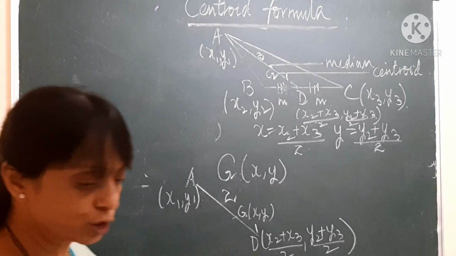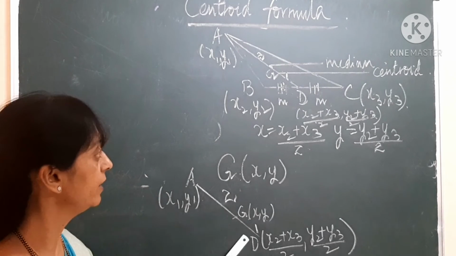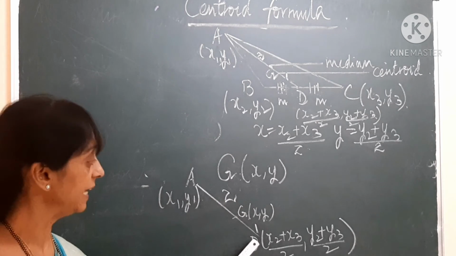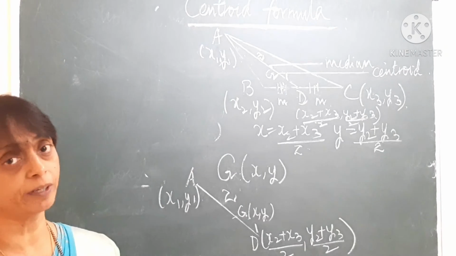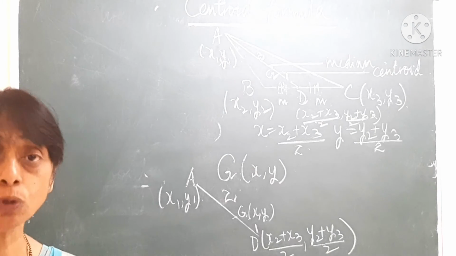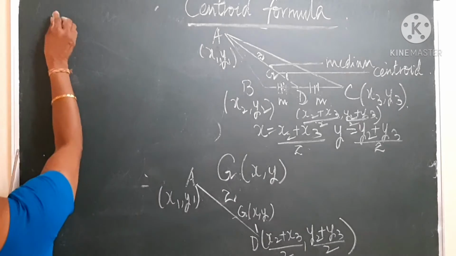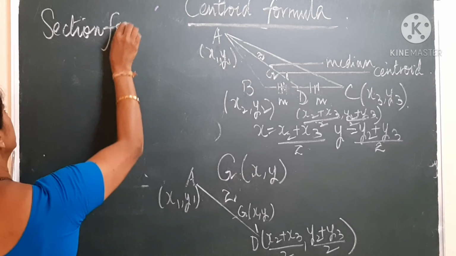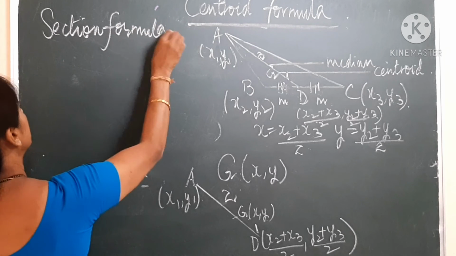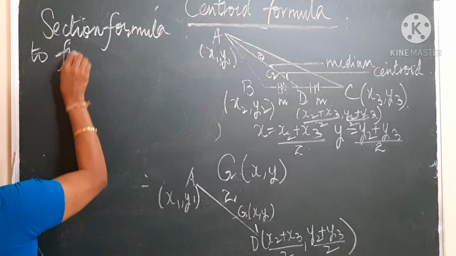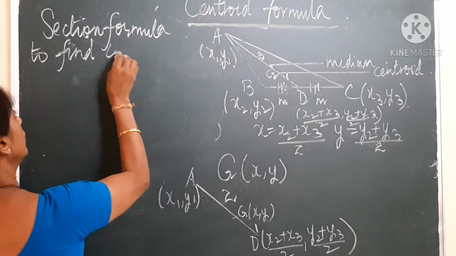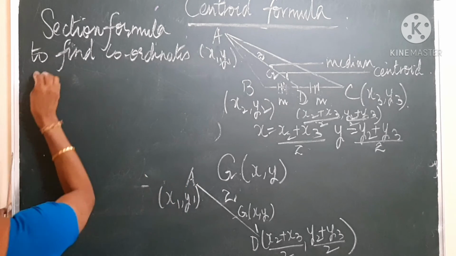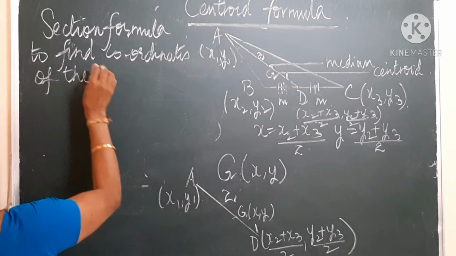What do we do, children? Can we use the midpoint formula over here to get the coordinates of G? Definitely not, because M and N have got different numerical values. So definitely we will use the section formula. Here we are going to use the section formula to find the coordinates of the centroid.